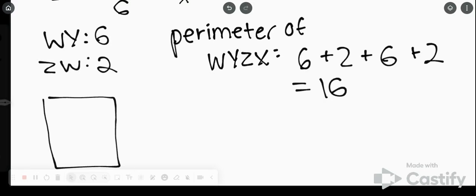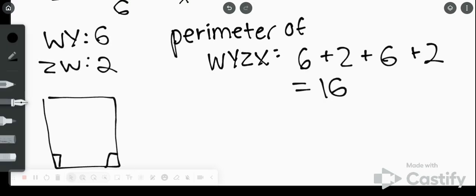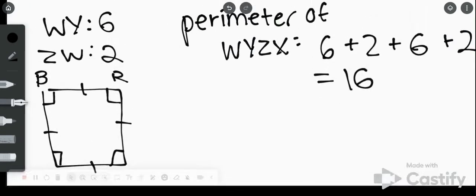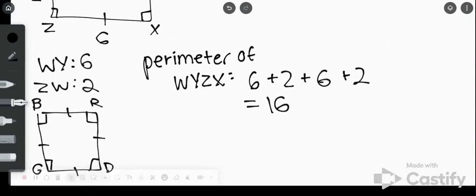Since this is a square, all angles are 90 degrees, and all side lengths are equal, and all sides are parallel to each other. This will be B, R, G, D. Okay, and these side lengths, and now this can also go the other way. So instead of finding the perimeter this time, we are going to be finding the side lengths.